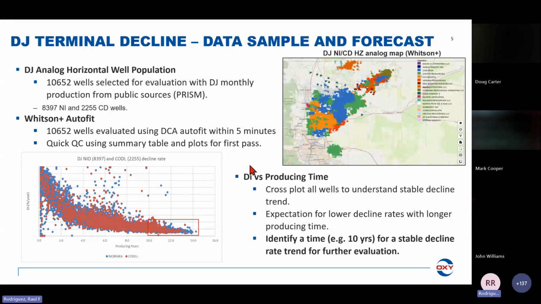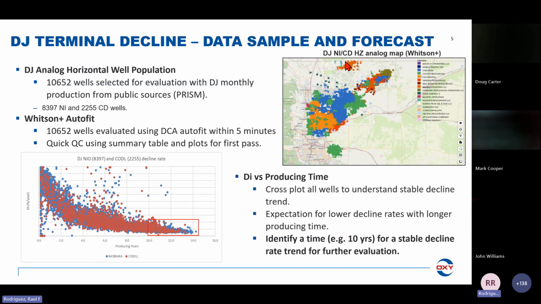Okay, so let's go a little bit into the details and let's talk about the data sampling. First of all, we evaluated in this particular example, and just for this presentation, roughly 10,000 wells from the DJ Basin that have both Niobrara and Codell production. You can see the split of the wells here. And also in this map, you can see all the operators actually using Whitson Plus. You can see this beautiful map with the different colors of the operators.